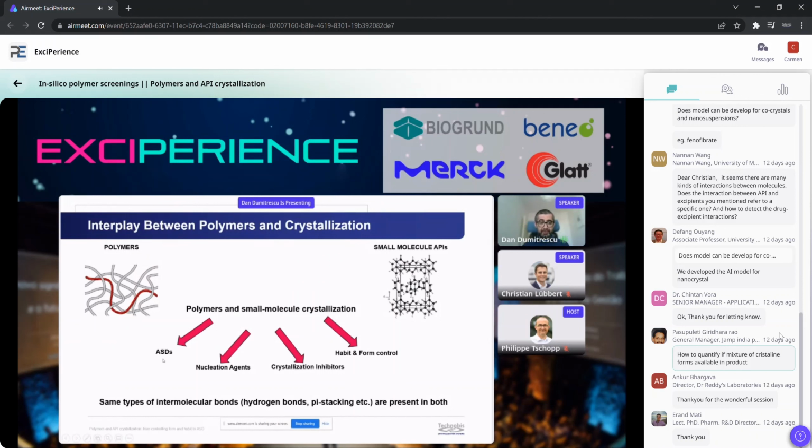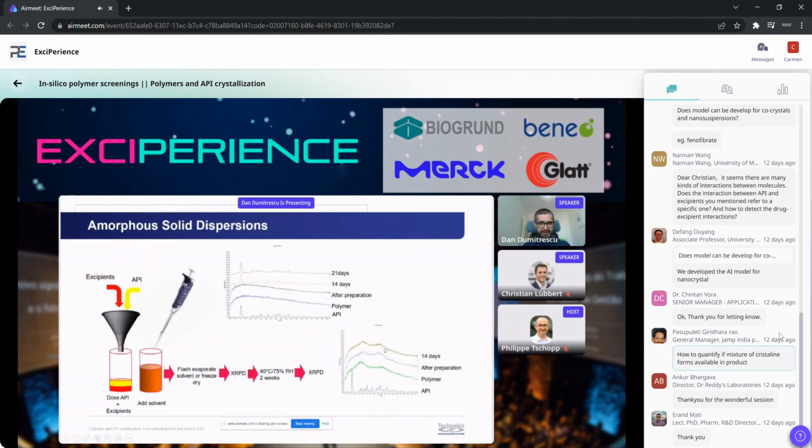You can design amorphous solid dispersions. You can design nucleation agents to have a better industrial process. You can design crystallization inhibitors and also control your crystalline form and habit. Why? Because as Christian mentioned, the same type of intermolecular bonds, so hydrogen bonds, pi stacking, determine the properties of both, whether it's an amorphous phase or a highly ordered crystalline phase.